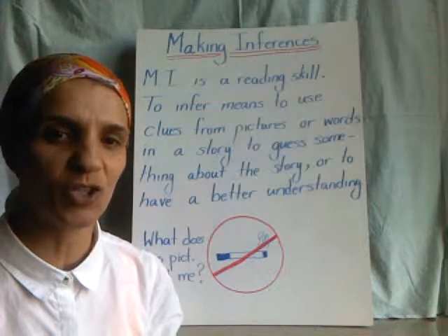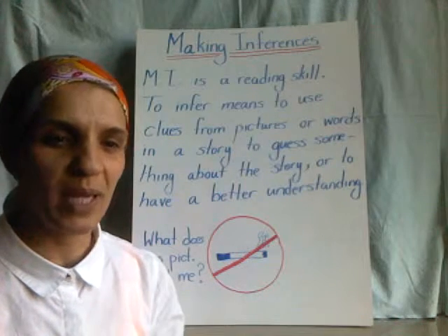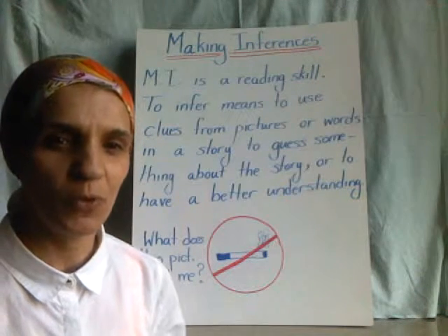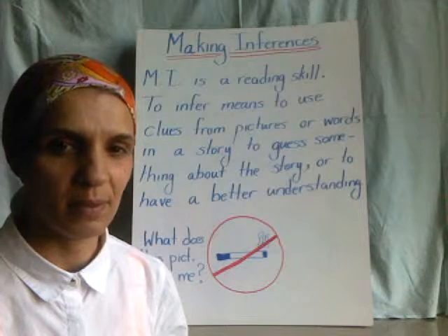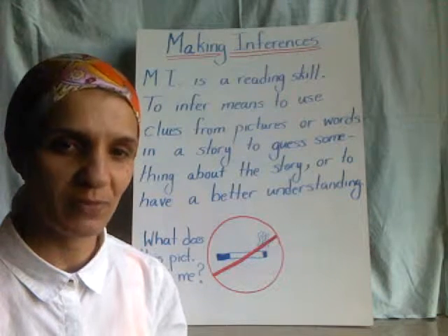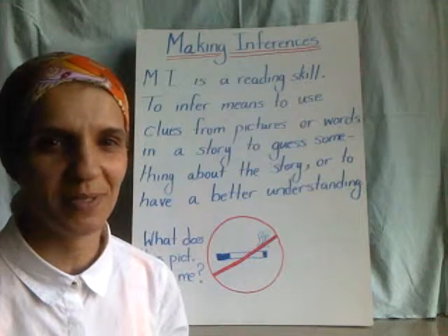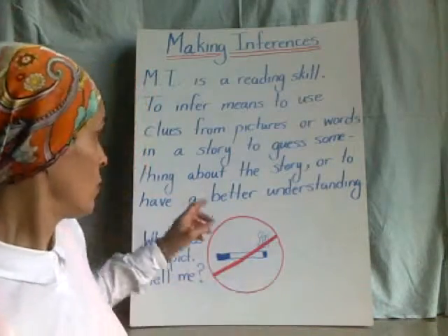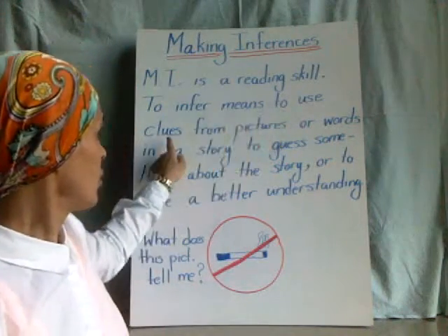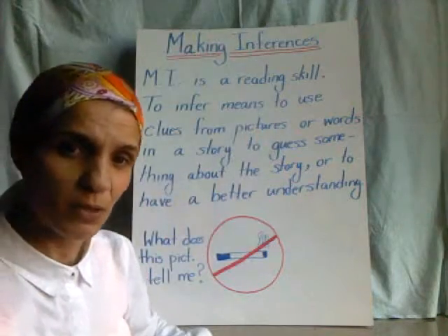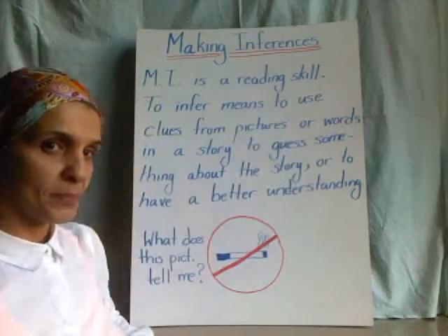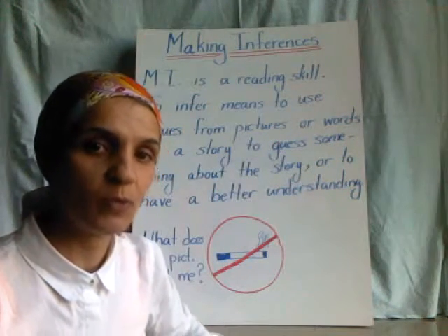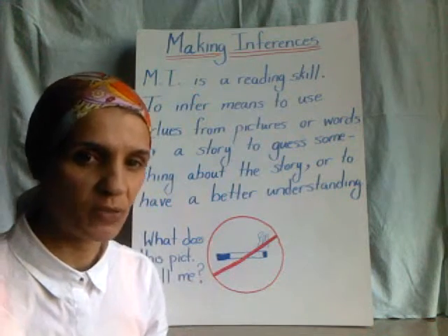Sometimes these words are not actually written, but I can use other words in the text and my prior knowledge, what I already know, to understand parts of a story that are a little bit difficult. And of course I use the pictures that are available on the page as well. They help me a lot. So to infer means to use clues from pictures or words in a story to guess something about the story or about one of the characters, so that I have a better understanding.